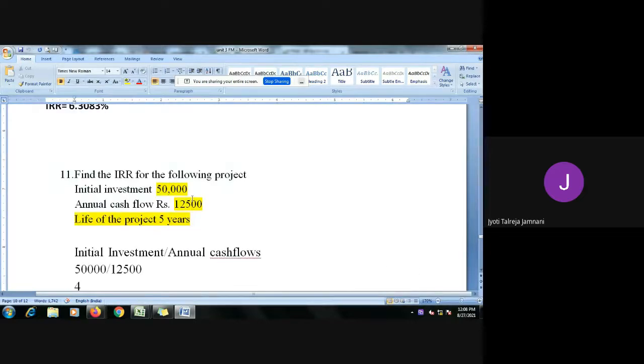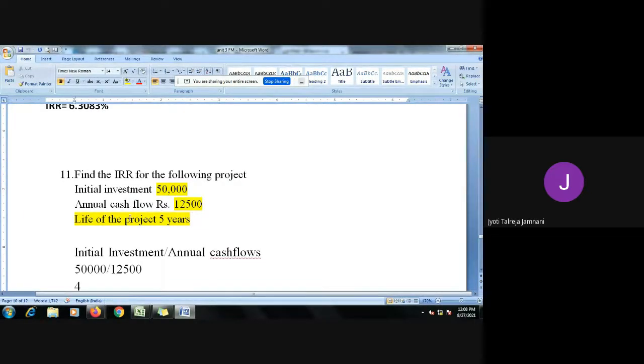Okay, so we were doing problems on internal rate of return, and we had come to the annuity problems. Under annuity problems, I had started the first sum, and I'm repeating it again. Find the internal rate of return for the following project: initial investment 50,000, annual cash flow 12,500, and life of the project 5 years.